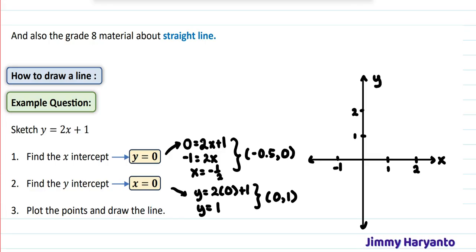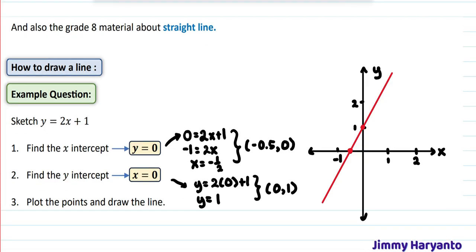Okay, I've drawn the Cartesian axes x and y, and then I only have to plot the points, which is (-0.5, 0) right there, and (0, 1) is right here. And then you only have to connect the points, and then you will have the line. So this is how you draw a line, especially for a diagonal line. For the line x equals a, it's a vertical line. And also for the line y equals b, it will be a horizontal line.